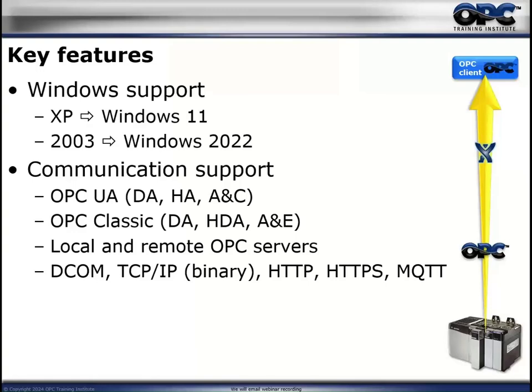As far as communication support, we're talking about OPC UA, so OPC UA DA, UA HA, UA alarms and conditions. So all the common specifications that are used, as well as OPC Classic, DA, HDA, and alarms and events. So you can see how this conversion is happening here. So both OPC UA and OPC Classic.